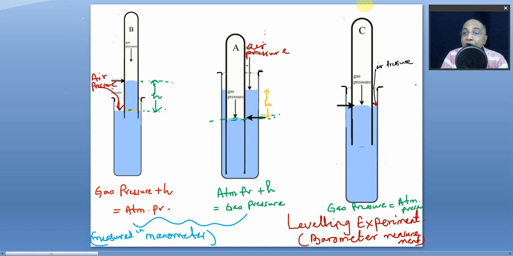So we record the volume. Most important is to record the volume of the gas at this particular condition. That is called leveling. Not this volume, not this volume, because we are not going to measure the differential height and then add it to the barometric height or subtract. In this case we add, in this case we subtract from the atmospheric pressure. So we are not going to do that.